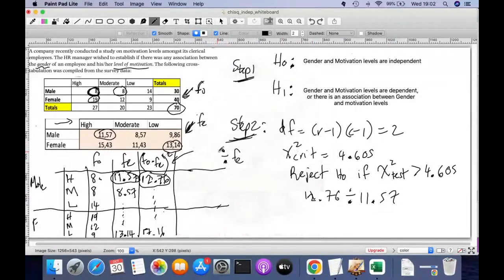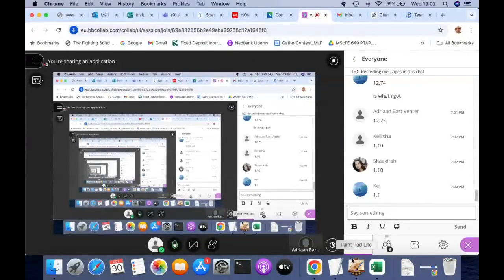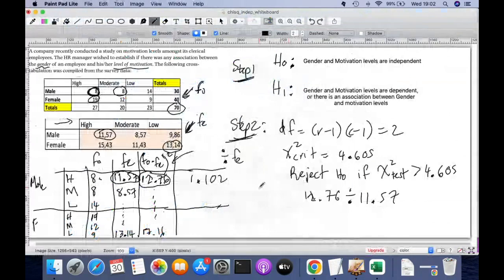I think someone's probably written the answer in the chat. You should have 1.102. Close enough. Let me see if that's what I'm getting in the chat. Very good. Yeah, close enough, 1.1. And you do the same thing for every single row, divided by its corresponding FE value. If you do that, the last value you'll get is 1.306, or 1.31. All right, it's fine.